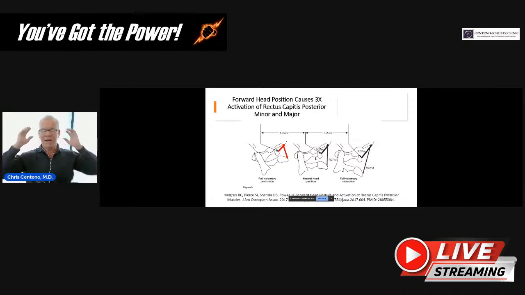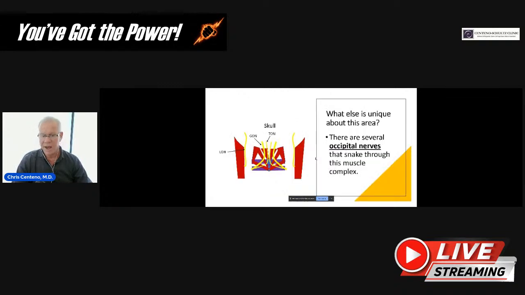So again, in this position, head back, they're not working very hard. But if you do this or this, they're working really hard. And that also makes a difference because the occipital nerves, the greater and third occipital nerves, snake through these muscles.